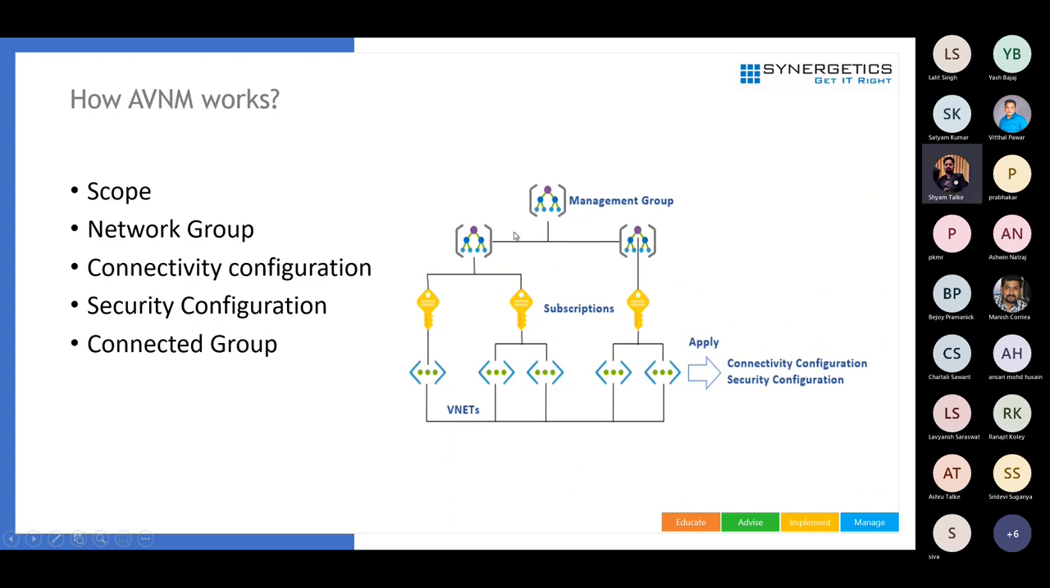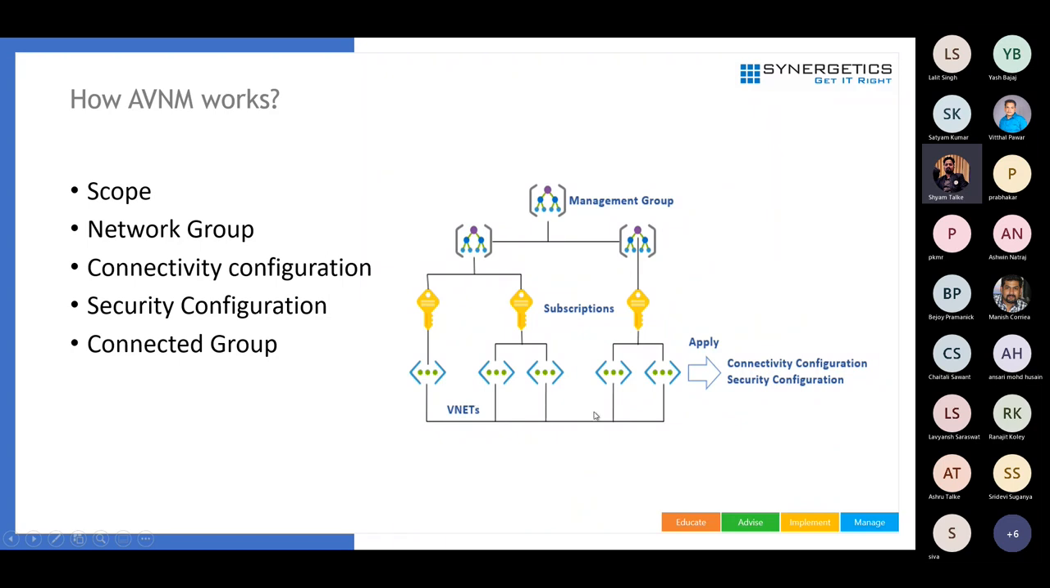Now inside management groups, there are two sub management groups. Inside each of those sub management groups, there are multiple subscriptions, or there can be a single subscription. Underneath a subscription, we have multiple virtual networks. So AVNM works with the component called network group. We have to create a network group in AVNM. Now a network group will have membership, wherein we need to specify these virtual networks as its members.